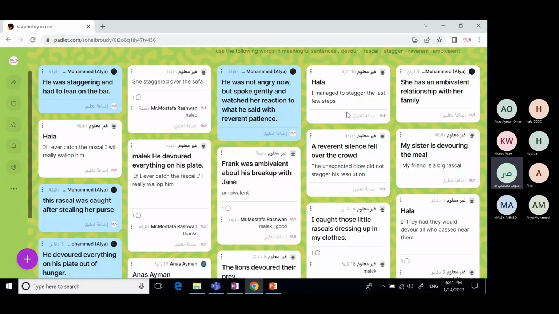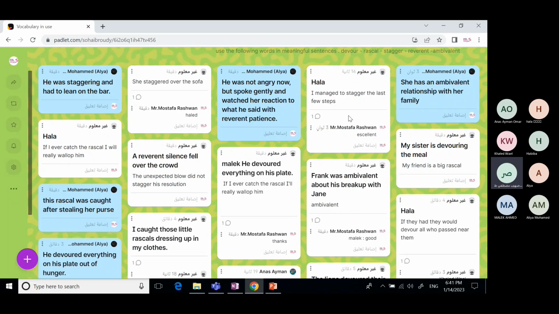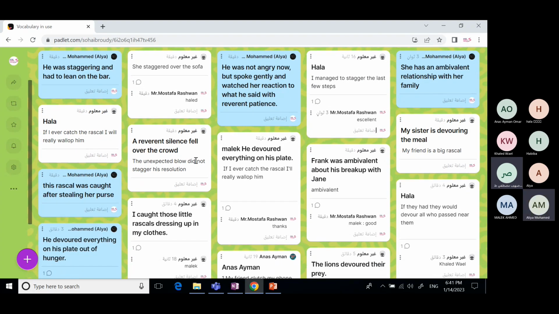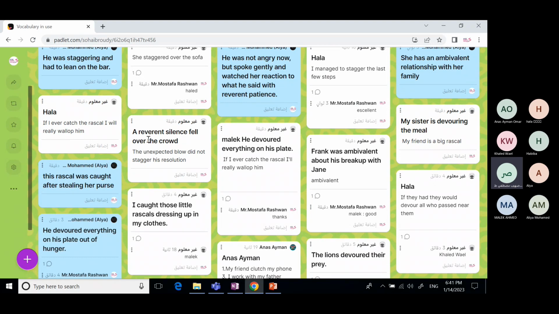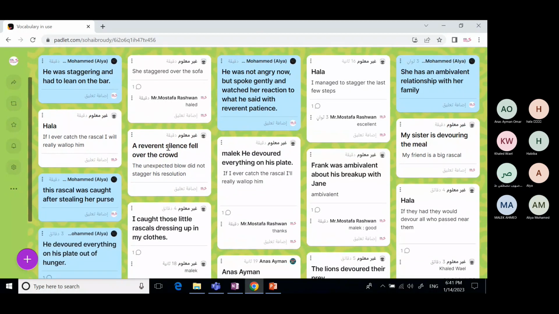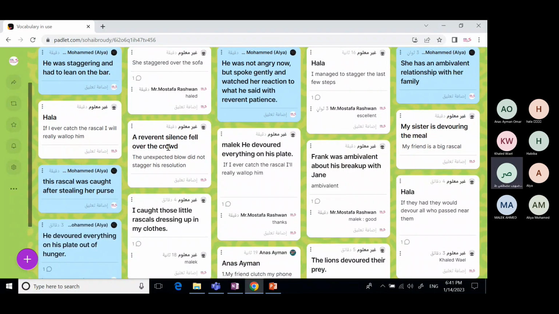I managed to stagger the last few steps. Excellent. Thank you. If I ever catch, I really wallop. Okay, thank you. A reverent silence fell over the crowd. Okay, who is that? Mine are blue. Oh, your name? Alia. Yes, I corrected yours, Alia. Thank you. A reverent silence fell over the crowd.